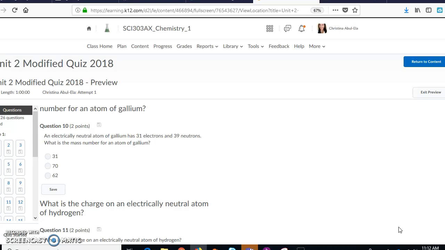Question 10. An electrically neutral atom of gallium has 31 electrons and 39 neutrons. What is the mass number for an atom of gallium? Is it 31, 70, or 62?